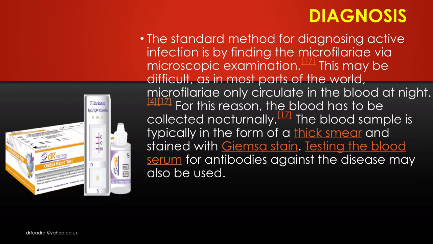And it could also be, the sample could also be taken in the sub-periodic nocturnal period between 8 p.m. to 4 a.m. during night, and also between 2 p.m. to 6 p.m. in the afternoon, because these are the times when you can see these microfilariae in the blood. Then, if we go further with microscopy, we can do urine microscopy.